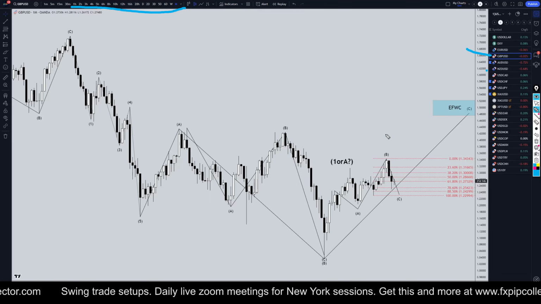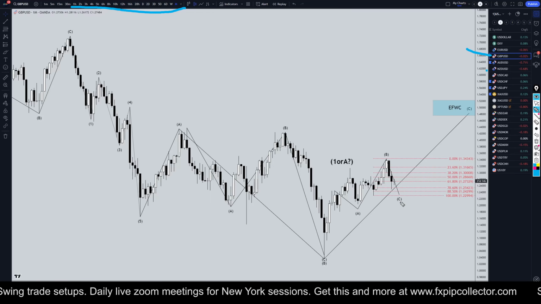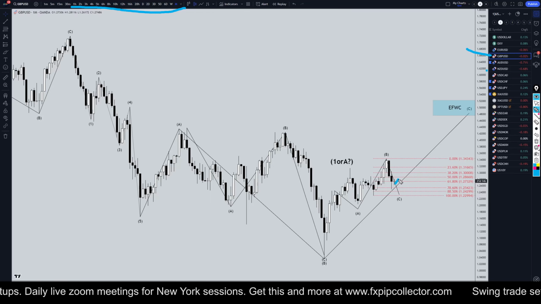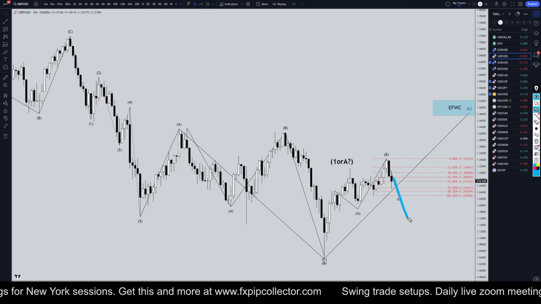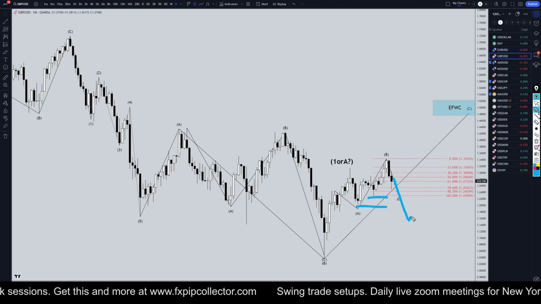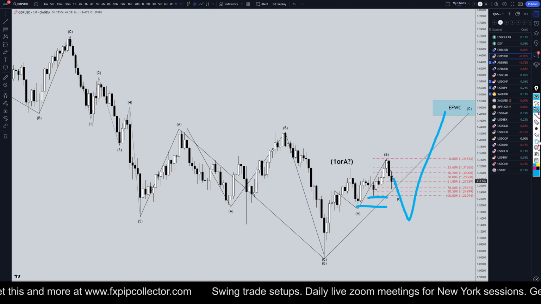So anyways, on the pound dollar, I still think we're in a wave C, and this could be a running wave C, which means it would make a higher low and go up. But it could also be an expanding wave C, which means it would go down and take out both of these lows before it ends up continuing the uptrend.